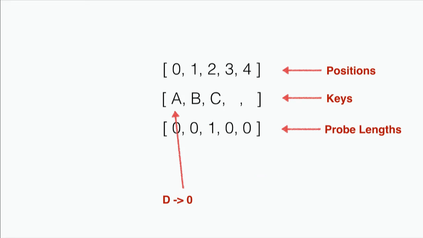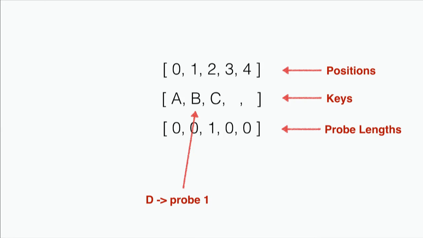So the probe lengths come into play later. OK, so now we're going to insert D. D hashes to position 0, but we can't put it there because A's there. B is in the next position, but at this point we're one position over. So D now has a probe length of 1.